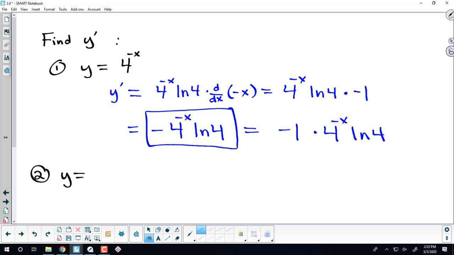Second function, y is equal to, we'll do 250 times 1.045 to the x. So I don't know, you might see it like this. You might see just the exponential, or the base rather, in parentheses. So a couple ways that this could be written.